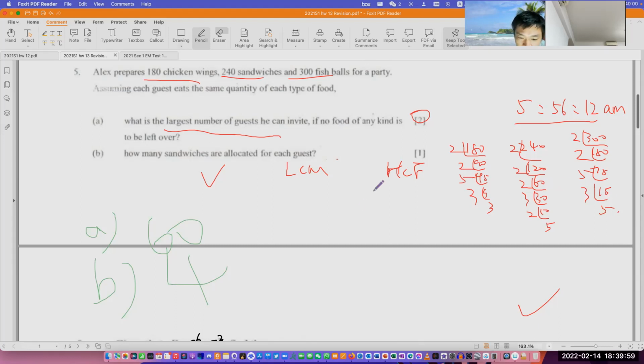Now let me put it nicely. For 180, I have 2 twos, 2 threes, and 1 five. For 240, I have 4 twos, and then 1 three and 1 five. And for 300, how many do I have? 2 twos, 1 three, and 2 fives.